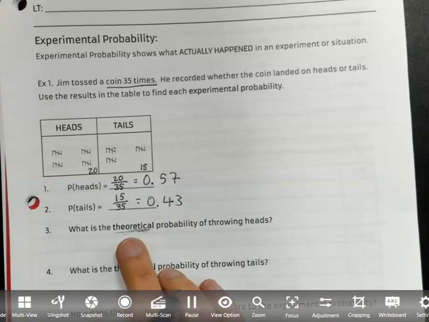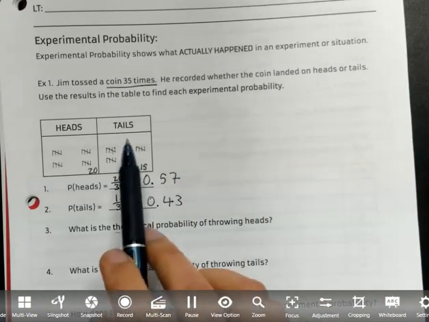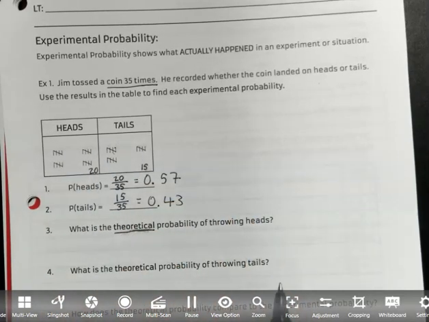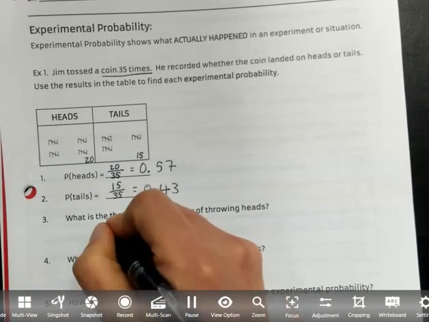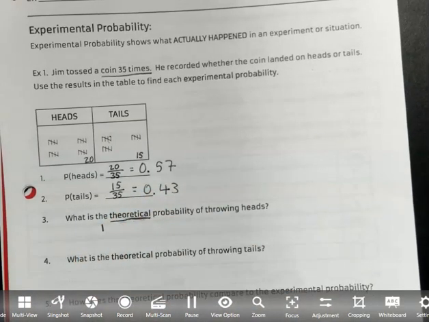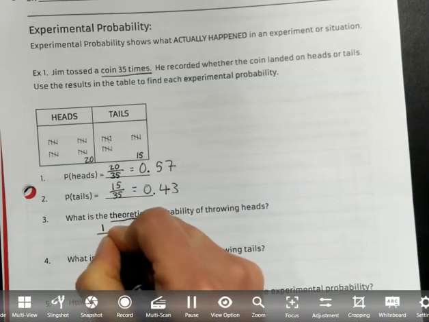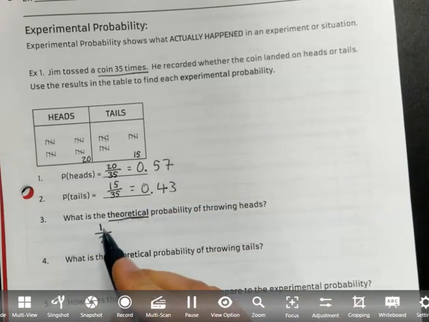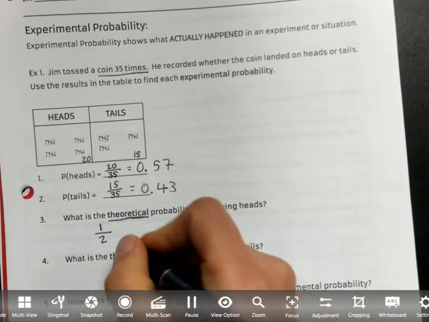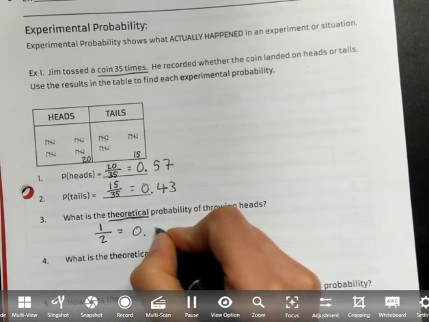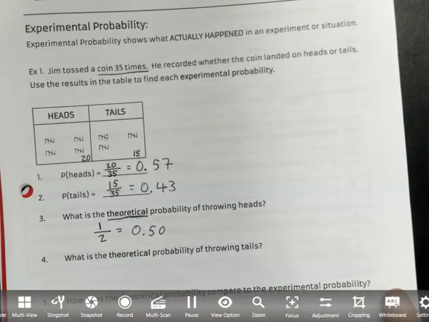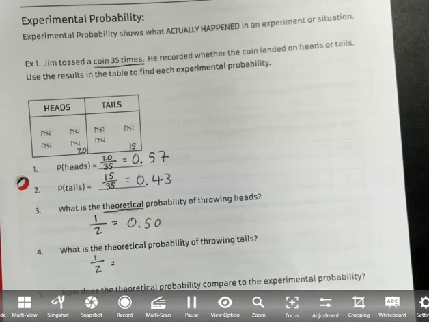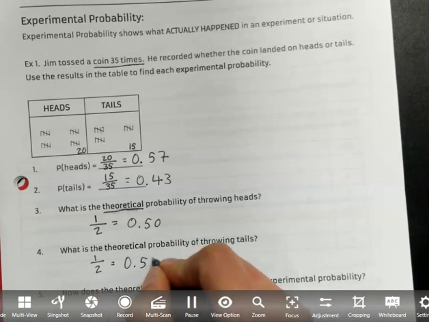Okay, now what is the theoretical probability of throwing heads? This time, theoretical, I am not looking at this information. Instead, I'm just thinking, all right, heads, that's the only thing that will be successful. And overall, you can get either heads or tails, so you have two possibilities. There you go, your success divided by your possibilities. So 1/2 is equal to 0.5. And then what is the theoretical probability of throwing tails? Same thing, 1/2, which is equal to 0.5.